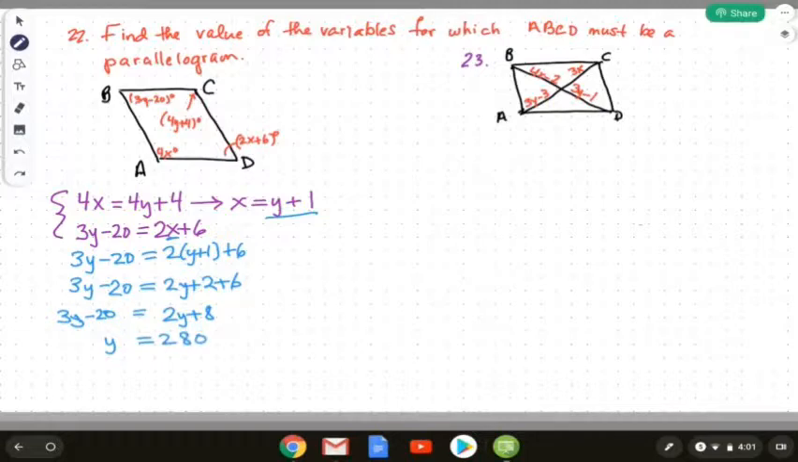Oops. I don't know why I put a 0 on the end of that. All right, so that's my y. My x will be 28 plus 1, which is 29.